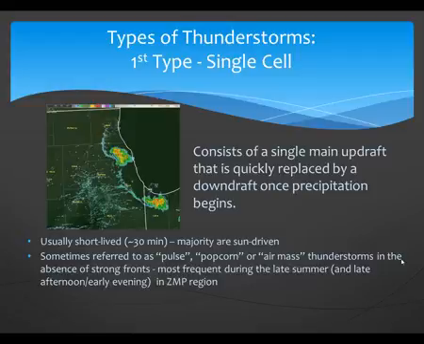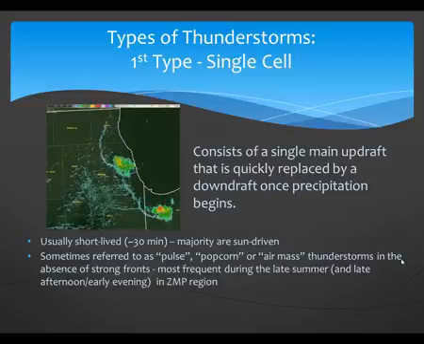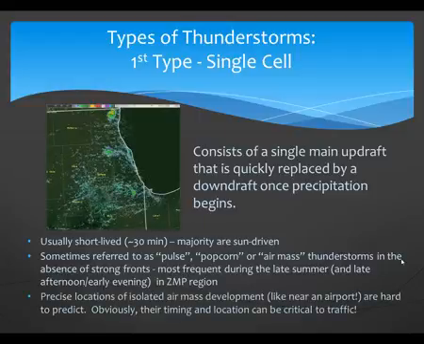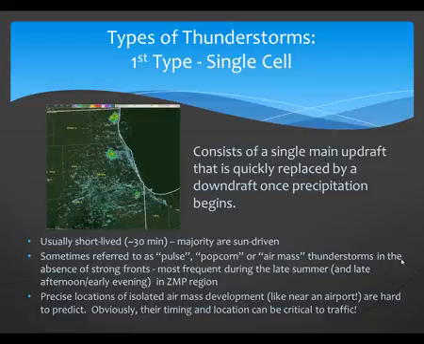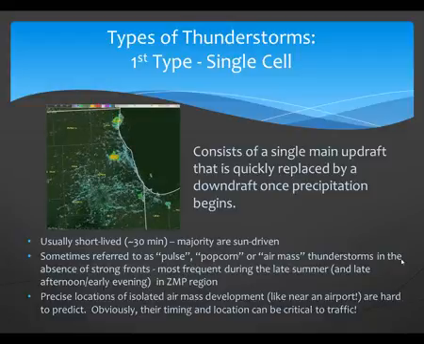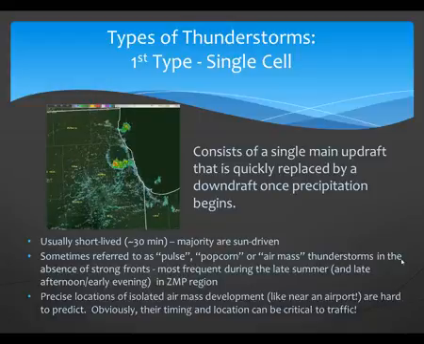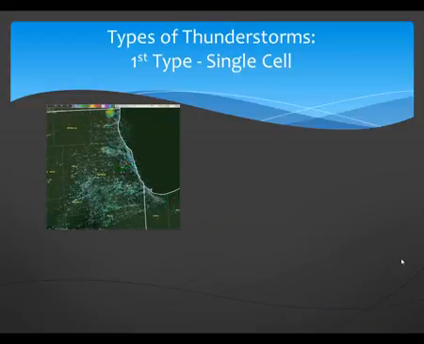And here in the Minneapolis region, they're the most frequent in the late summer, and then also in the late afternoon and early evening. What makes them difficult for aviation purposes is that their precise locations of development, like near an airport, are often hard to predict. And obviously their timing and location can be critical to traffic.